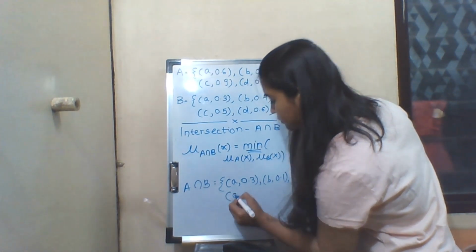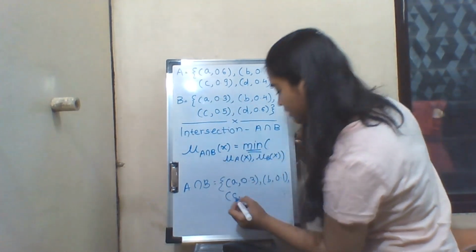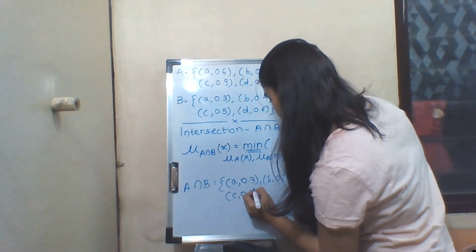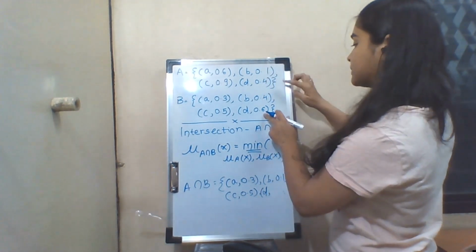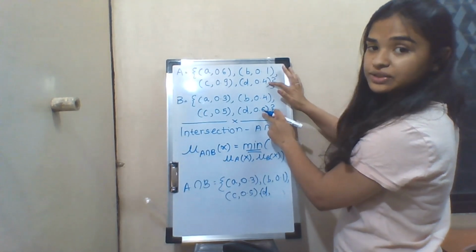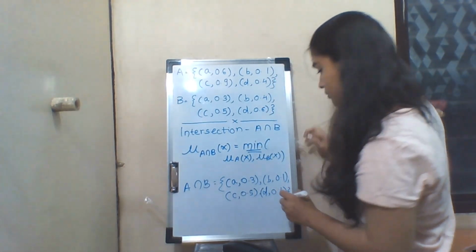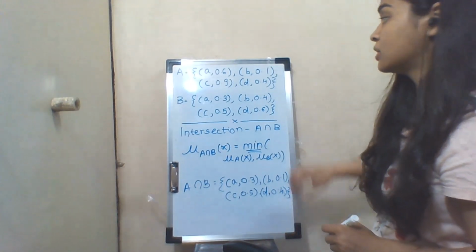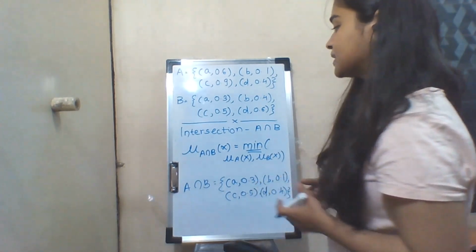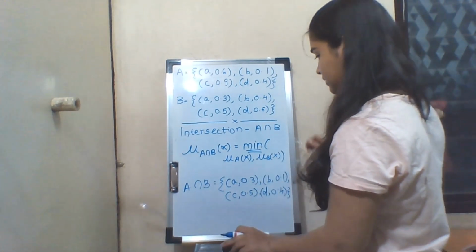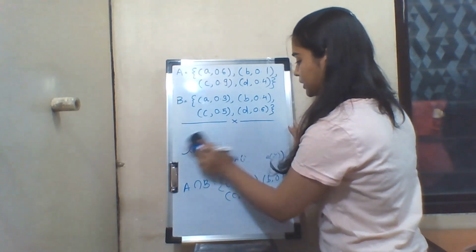Similarly, for C, as 0.5 is less than 0.9, we select 0.5. And the same for D, as 0.4 is less than 0.6, we select 0.4. And this is the intersection of set A and set B. So now, as we have looked at the intersection of set A and B, let's move on to the complement operation.